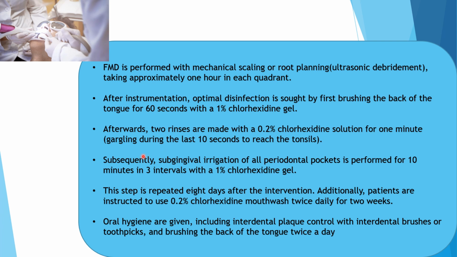Subsequently, subgingival irrigation of all the periodontal pockets will be performed for 10 minutes in 3 intervals with 1% chlorhexidine gel. This step is repeated 8 days after the intervention. Additionally, these patients are instructed to use the mouthwash twice daily for at least 2 weeks. Then oral hygiene instructions will be given, including interdental plaque control with interdental brushes or toothpicks and brushing the back of the tongue twice a day. So this is the full mouth disinfection procedure.